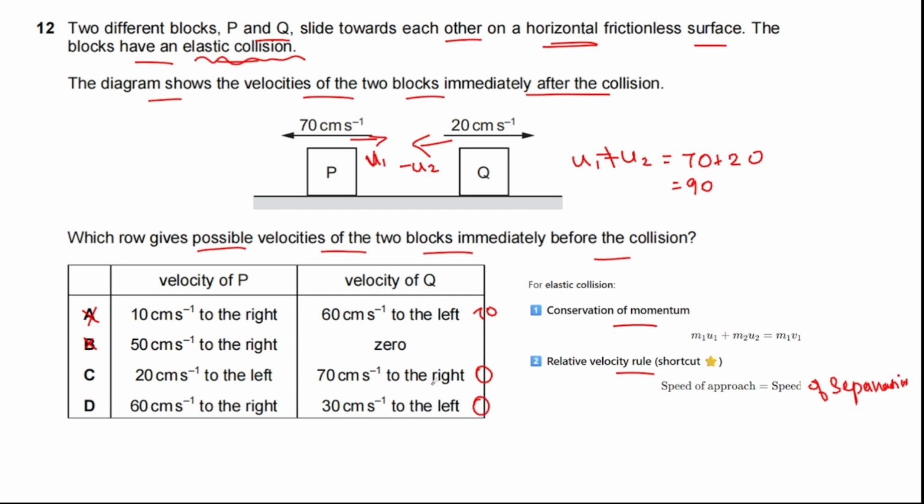Then we can go to the directions. P is moving to the left and Q is moving to the right initially, which is wrong. They are moving towards each other. So the option C is also wrong. Then option D will be the correct answer. So 60 centimeters per second to the right and 30 to the left. So the correct option is option D.